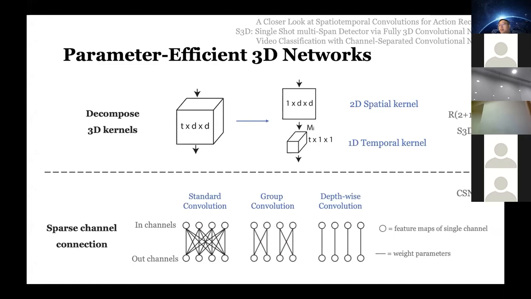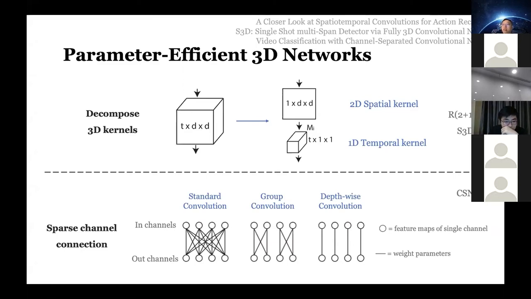Experimental results show that this decomposition, while significantly reducing the number of parameters as well as the computational complexity, pretty much maintains the expressive power as well as the recognition performance compared to the more expensive full-fledged three-dimensional convolution networks.